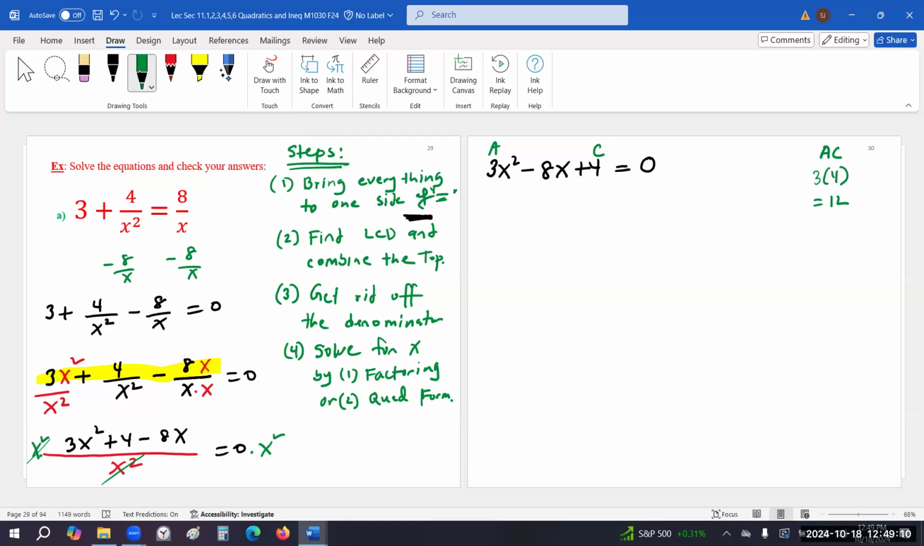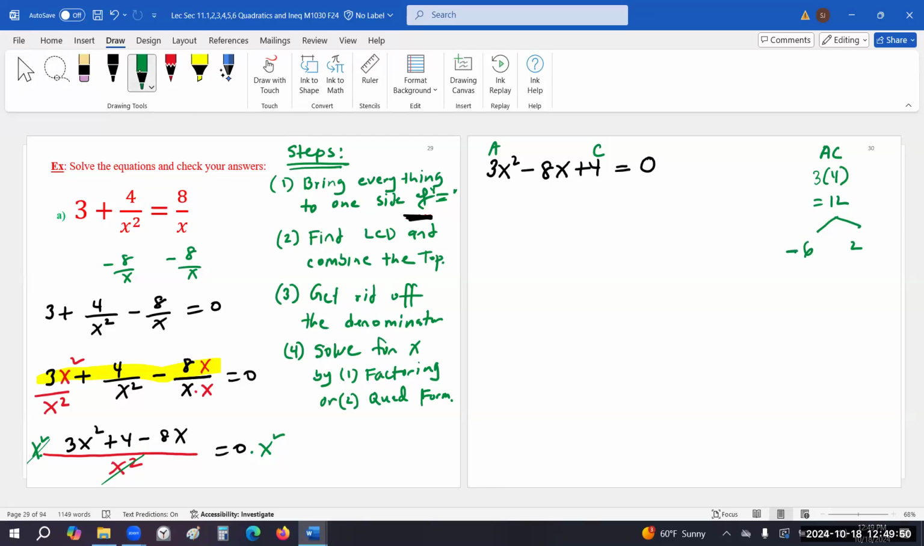The AC method says multiply A and C. We did that. And now do the same thing you did before. Figure out two numbers that multiply to 12 and combine to the middle term. Can you think of two numbers that multiply to 12 and add to -8? It's definitely 6 and 2, right? The bigger factor must have the middle sign.